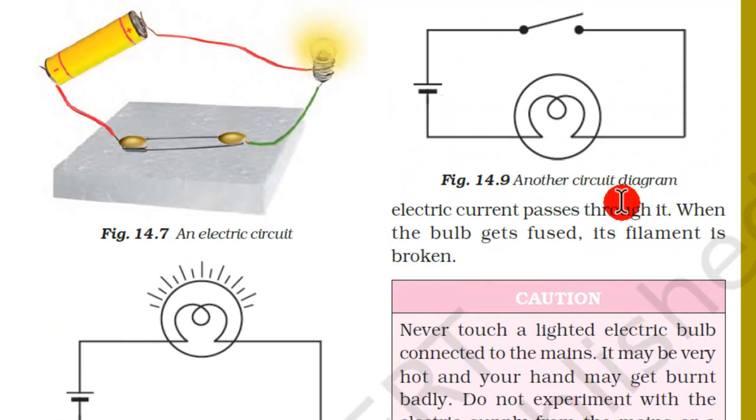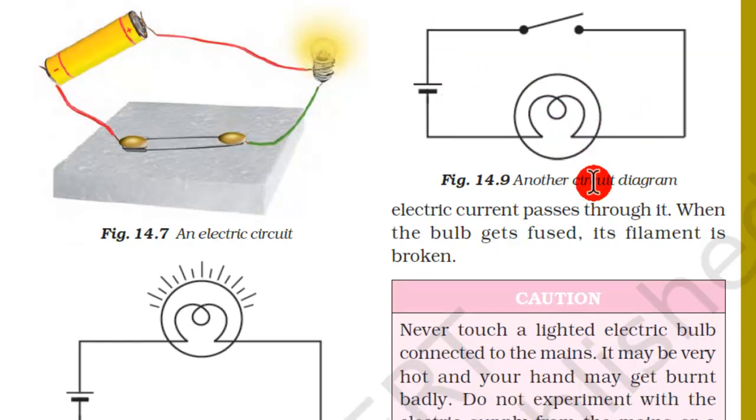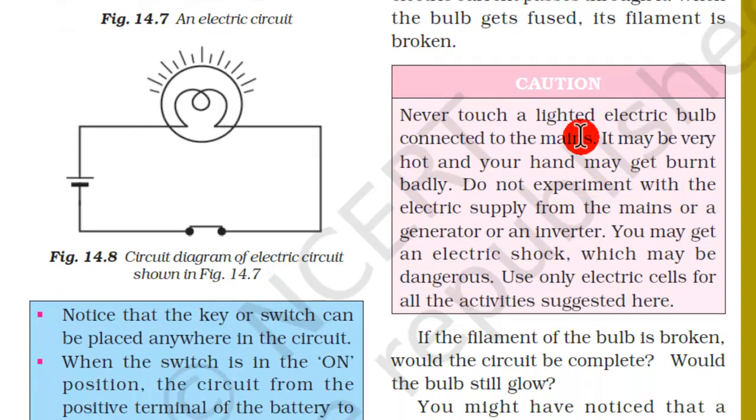And in another circuit diagram here, there is a gap between these dots, that is, the switch is in off position, so there is an incomplete circuit here, so the bulb is not glowing. And there is a caution that we have not to touch the lighted electric bulb connected to the mains. It is very hot and your hand may get burned.